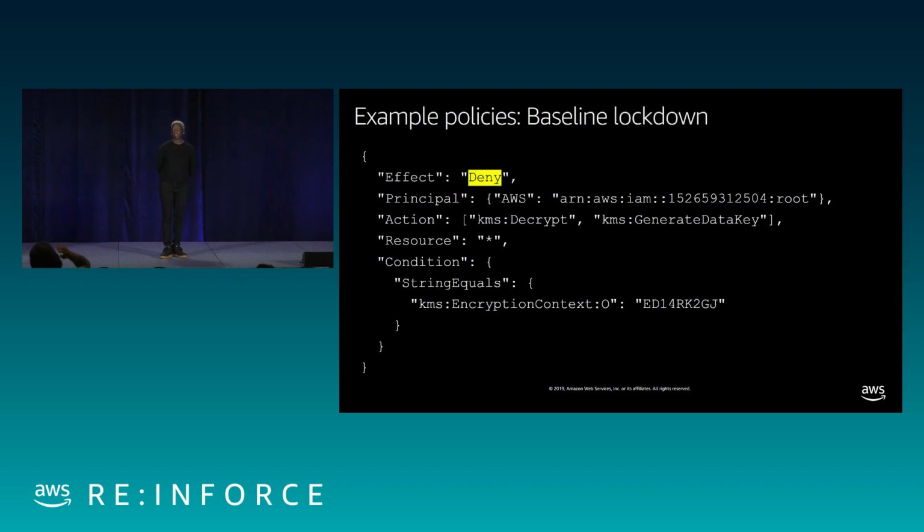This is what a policy would look like with a baseline lockdown. Let's say that the admins have decided that they need to revoke Slack's access to everything. They would set the effect to deny, and this makes the organization work basically come to a halt because we can't encrypt, decrypt, or do anything in any part of the org.